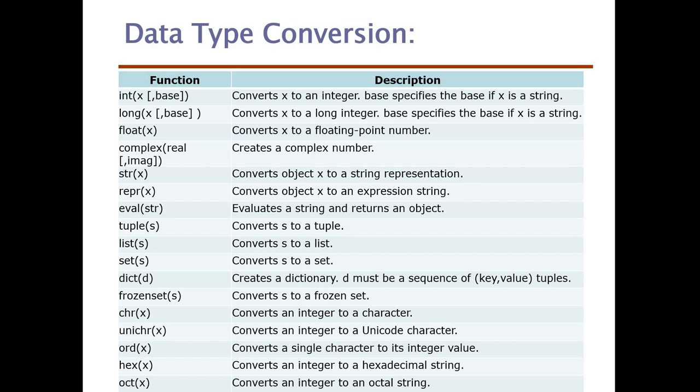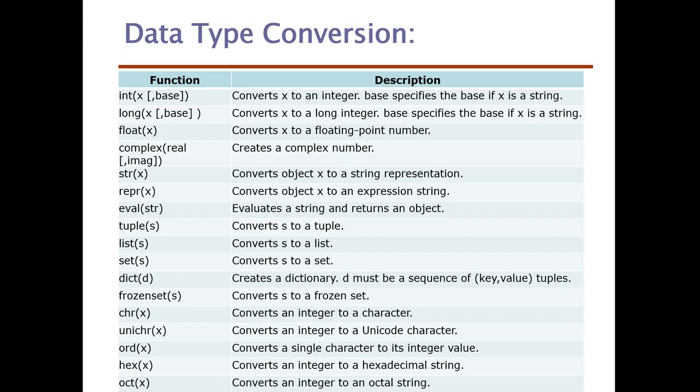And the third one is float(x), which converts x to a floating point number. complex(real, imag) creates a complex number. str(x) converts object x to a string representation. repr(x) converts object x to an expression string.